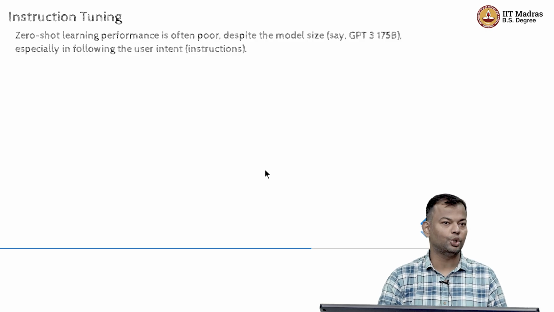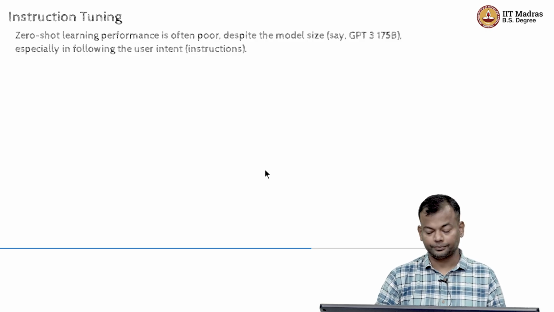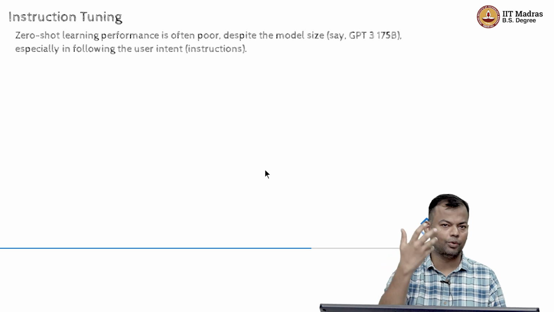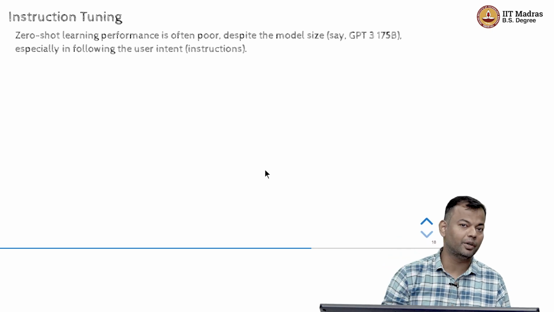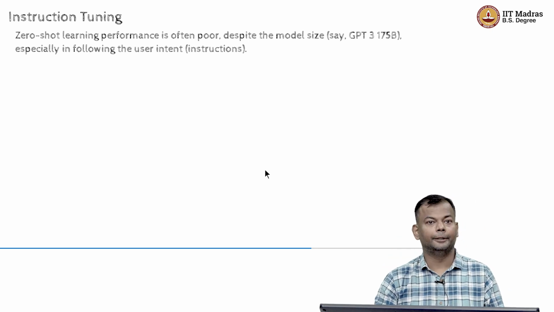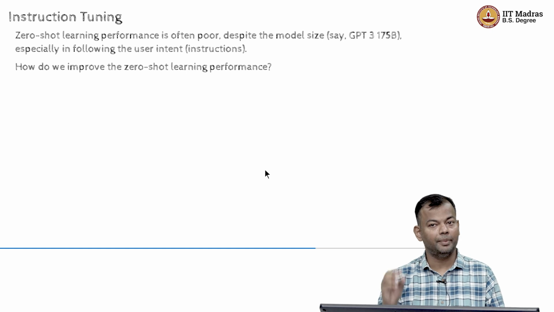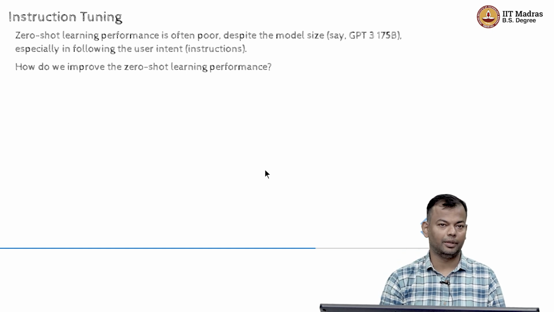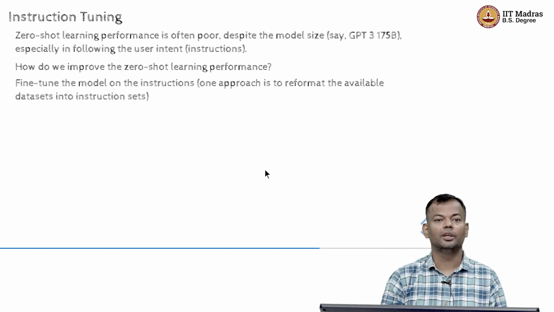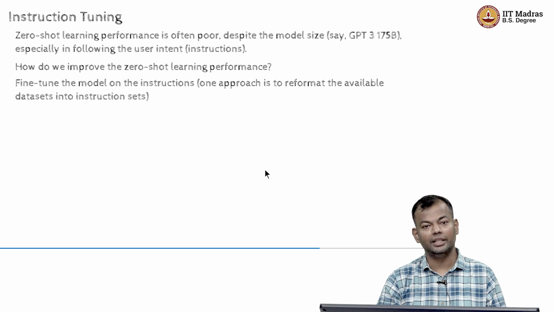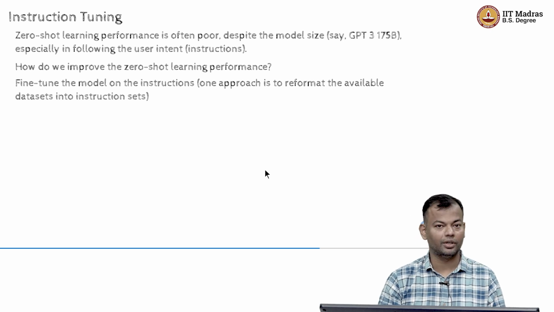That's what instruction tuning is. Because zero shot performance would work to an extent, but it would still be poor. It would not be able to follow the user's intent properly, right? So how do we improve this? We can fine tune the model on instructions, right? And what does that mean?